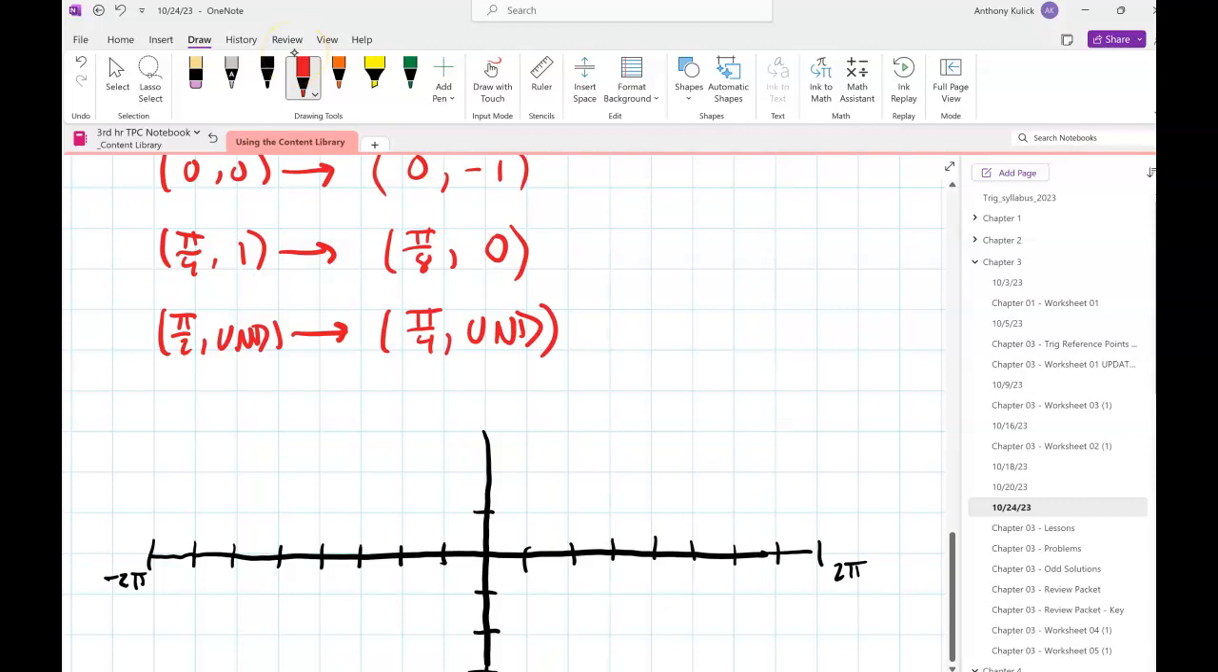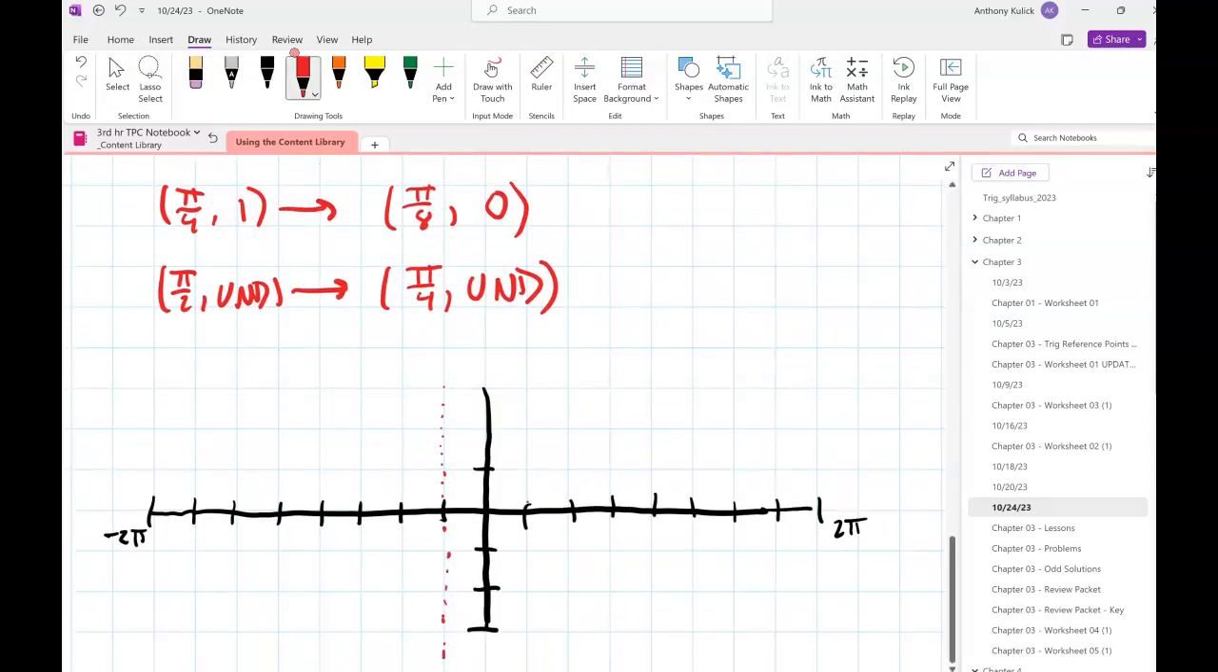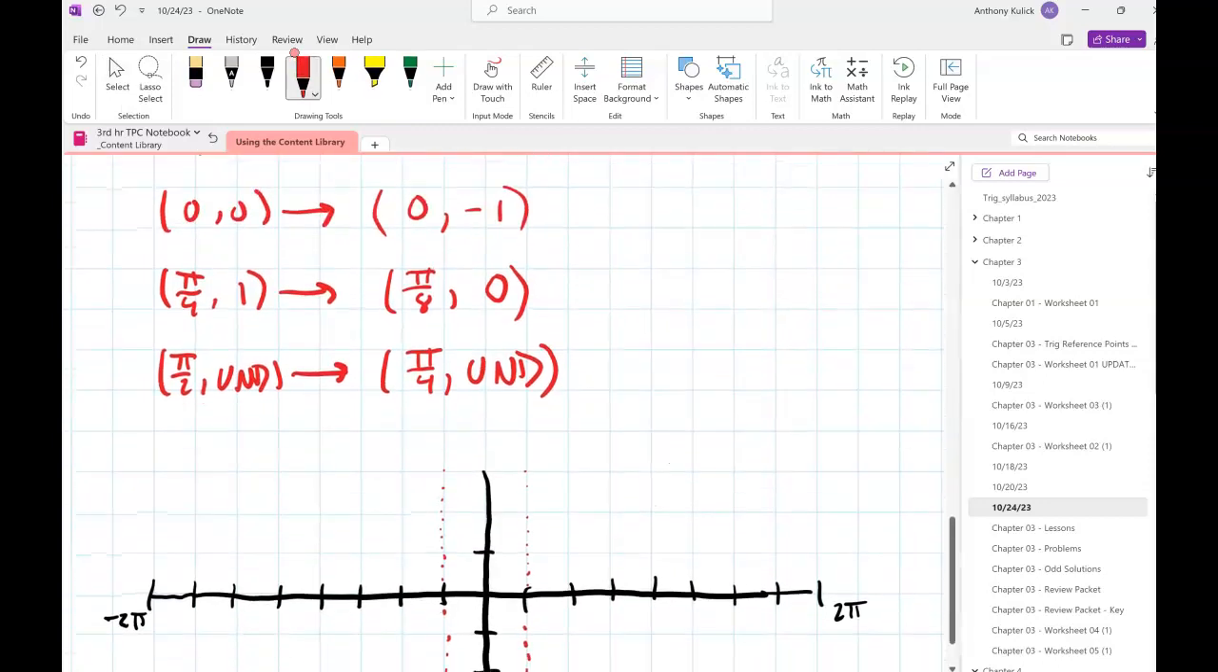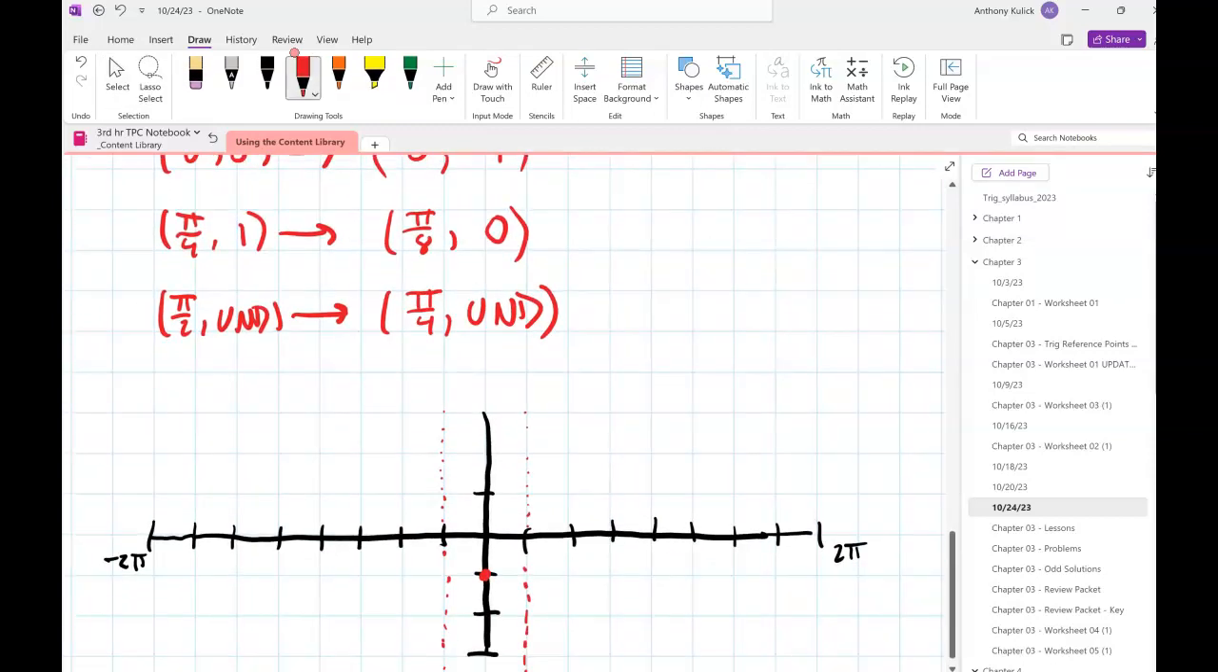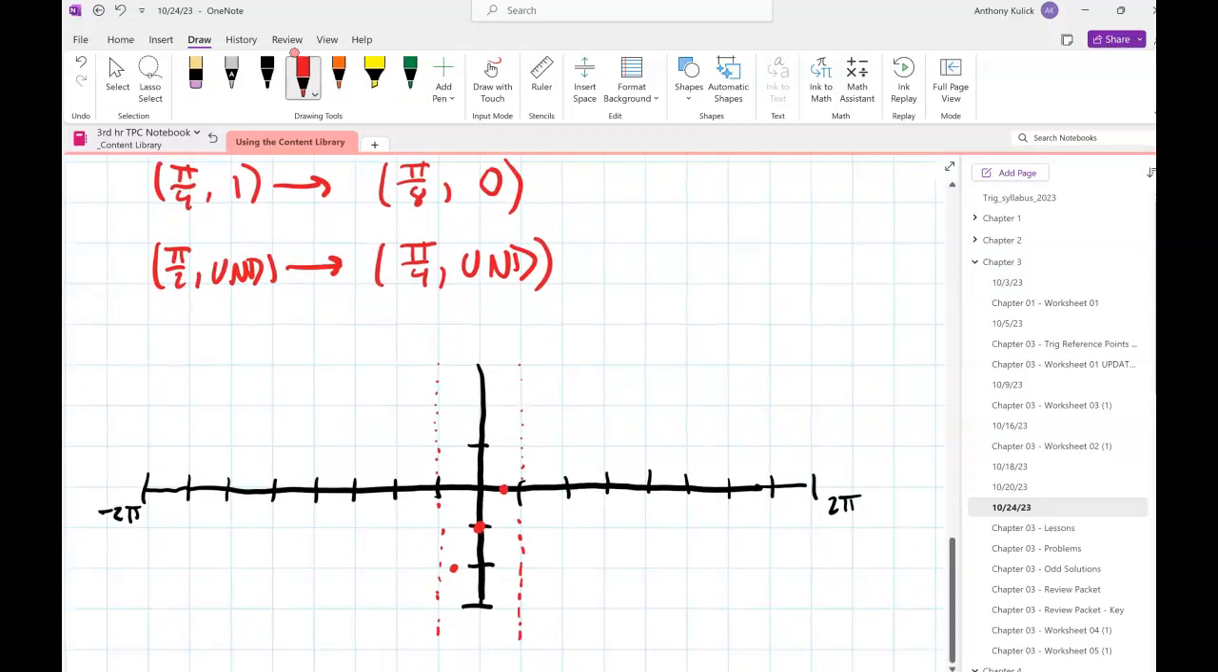So let's start by graphing. I have negative pi over 4 undefined. I like to draw my asymptotes in first. I have positive pi over 4 undefined. Then I have 0, negative 1. Then I have negative pi over 8, negative 2. That's going to be here, halfway in between negative pi over 4 and 0. And I have positive pi over 8, 0. That's going to be halfway between 0 and positive pi over 4, because I know an eighth is half of a fourth.